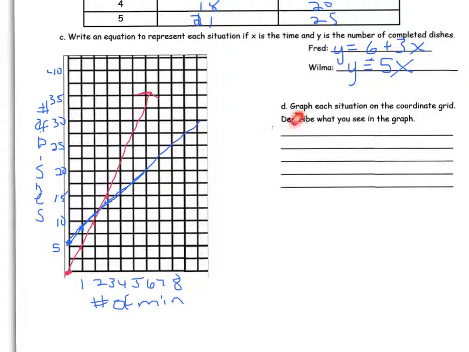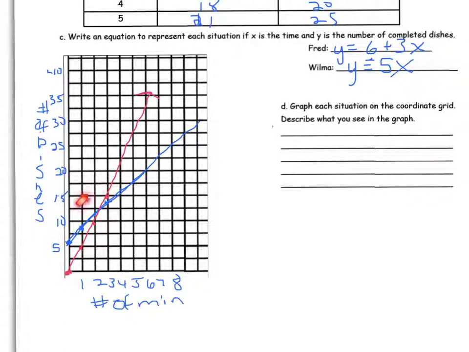So to describe the graph, and I'm not going to write it all right here because my stylus is breaking, I will admit that. But what I want you to be able to explain is that Fred starts higher but goes up at a slower rate. So he starts doing more dishes but ends up after time, like 2.5, 3, somewhere in here, he ends up cleaning less dishes than Wilma. Wilma starts out with less, but she's going up at a faster rate.